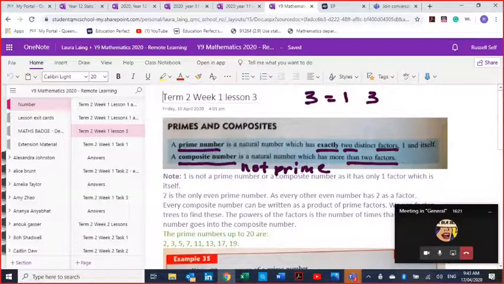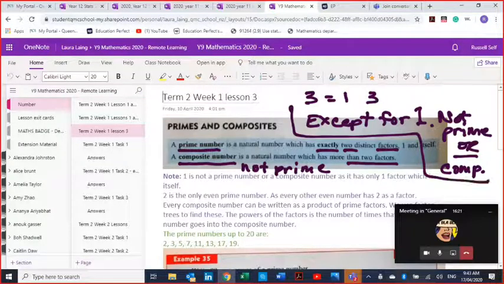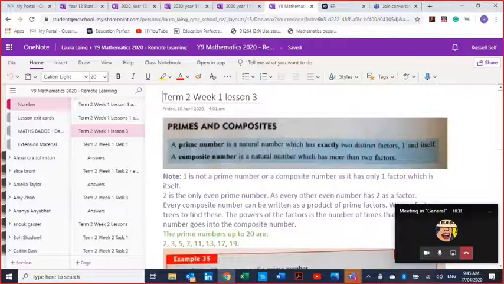Okay? Except for the number 1. 1 is a special case. It's not prime or composite. So make sure that you know that 1 is not prime or composite. It doesn't fit either one of those categories, but every other number fits one of those categories. Sounds good? Okay. All right.